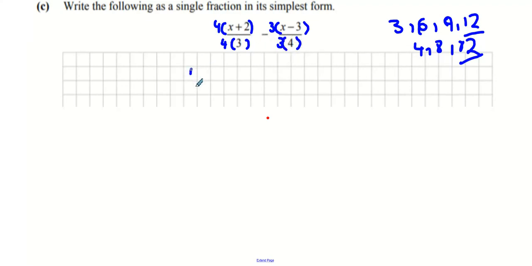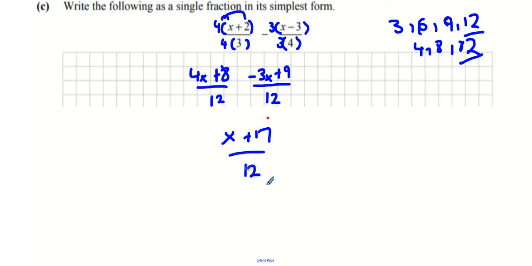So it's going to be 4x plus 8 for this one. 4 times 3 is 12. Minus 3 times x is minus 3x. Minus 3 times minus 3 is plus 6, plus 9. And then 3 times 4 is 12. 4x take away 3x is 1x. 8 plus 9 is 17. So x plus 17 over 12.